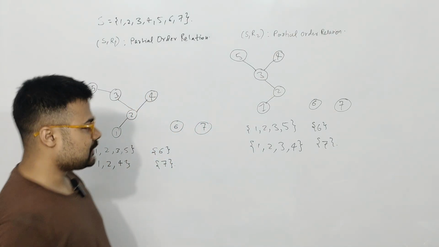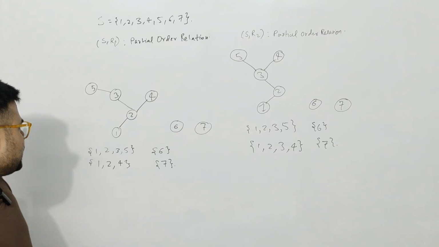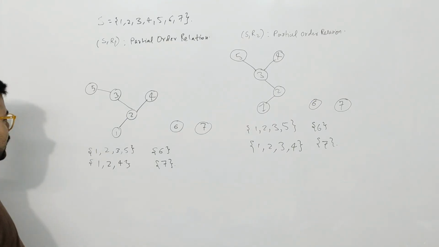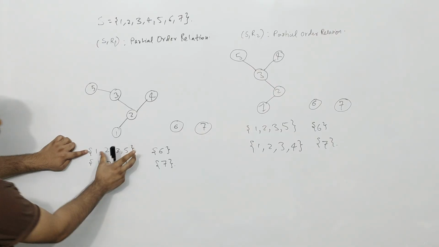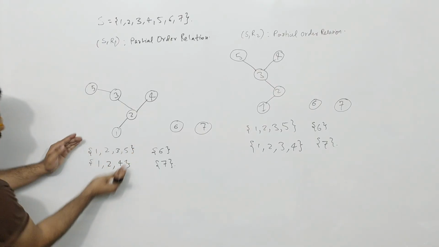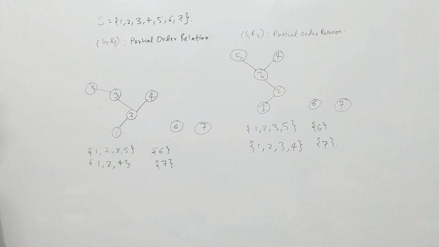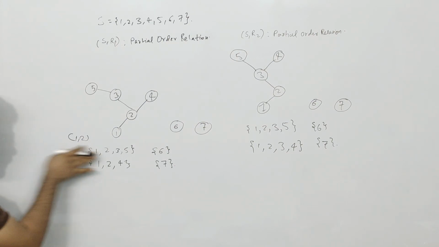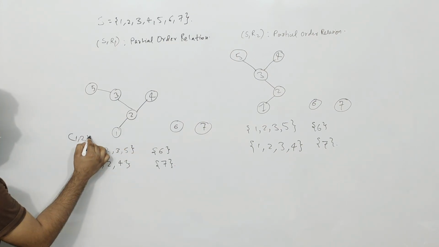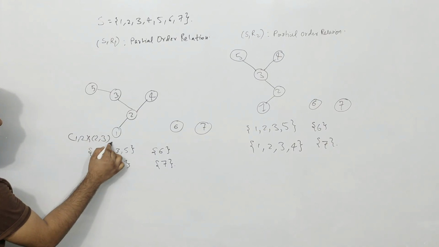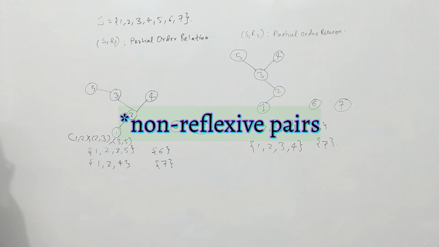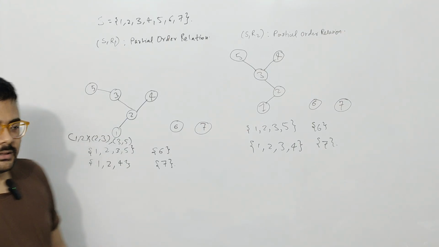Okay, before I take another example, I want to make one more thing clear. If you look at the non-reflexive pairs for a given set, their non-reflexive pairs would be 1 and 2, and there is one ordering, 1 and 2, and then 2 and 3, and then 3 and 5. These are the non-reflexive pairs. There is no other pair that is possible.